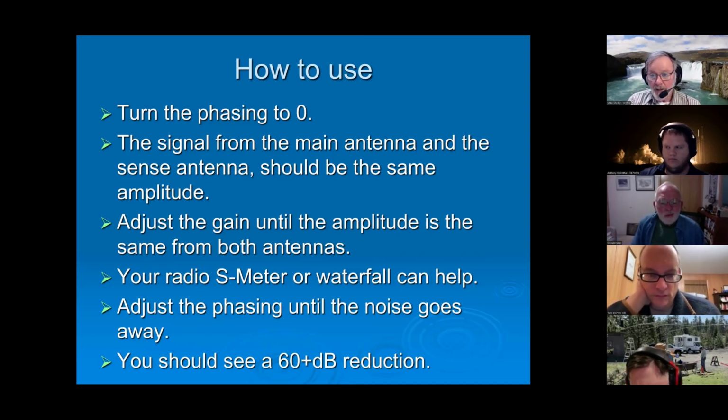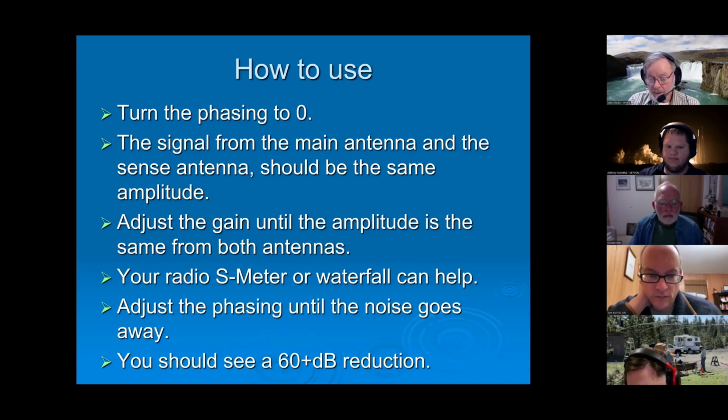Okay, the signal from the main antenna and the sense antenna should be the same amplitude. Really important. So what you might do is just connect up the one antenna at a time. Just connect up your phasing antenna. Take a look, either like your S meter, which is pretty crude. If you have a spectrum analyzer or a waterfall, you can look at specifically and figure out what the amplitude of these signals coming in off the sense antenna is.